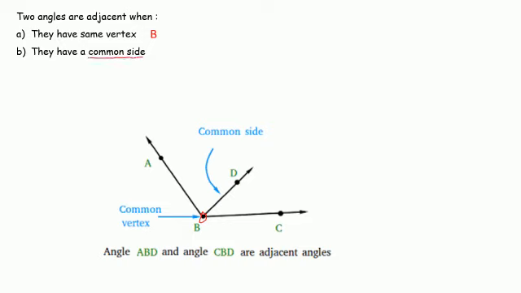So this angle is adjacent to this angle since we have this common side over here. This is the common side, which is BD. BD is the common side. They lie on either part of their common side. So we have an angle from the right and another angle from the left. So ABD is adjacent to DBC. Angle ABD and angle CBD are adjacent.